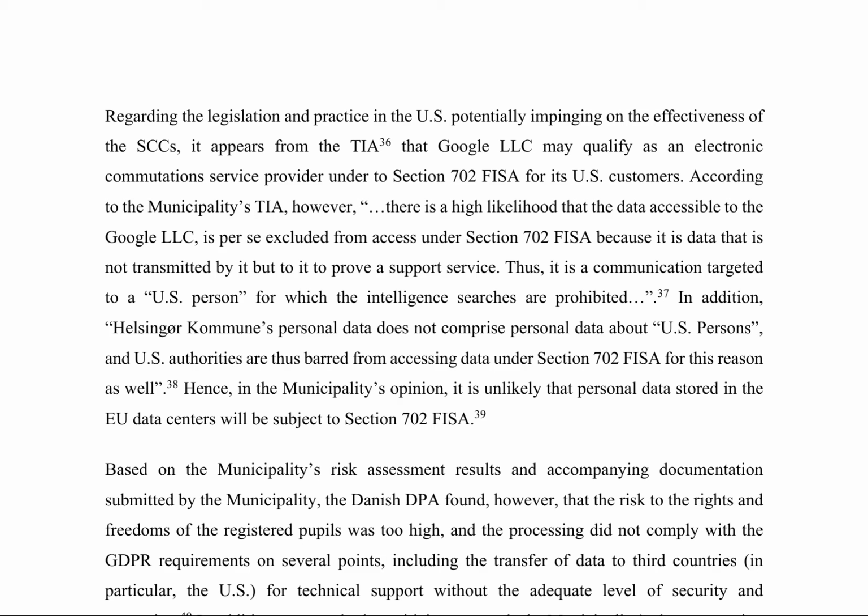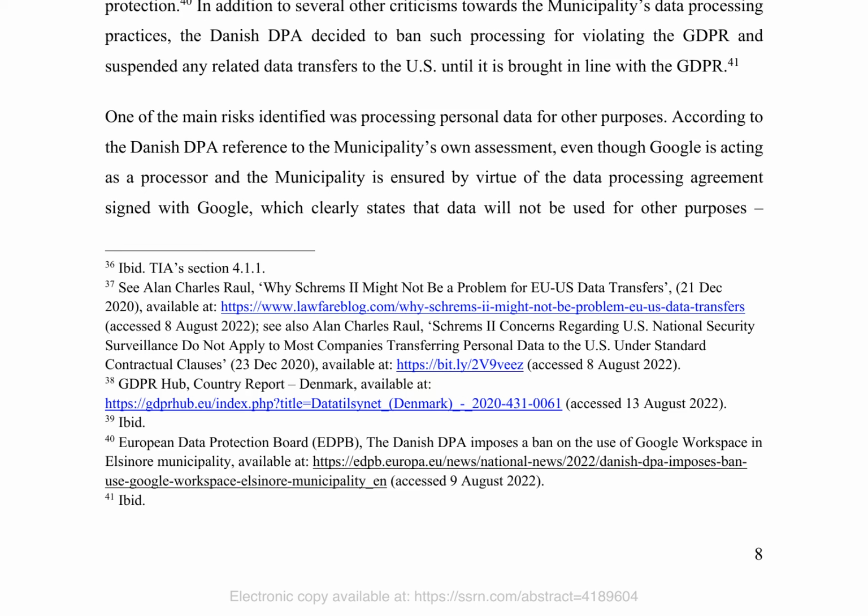The key risks include processing personal data for other purposes, despite the data processing agreement with Google stating that data will not be used for other purposes. Furthermore, the agency raised concerns about the potential application of Section 702 FISA, although it is unlikely that personal data stored in EU data centers would be subject to this due to its exclusion from access under Section 702 FISA as a communication targeted to a US person.